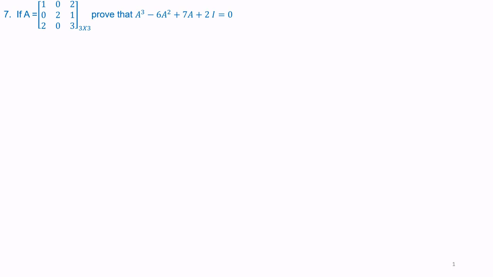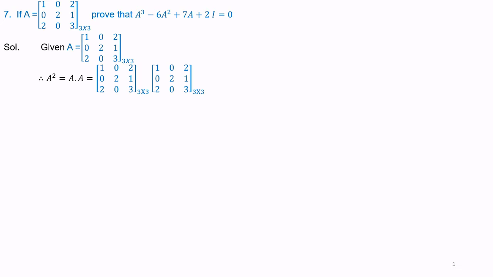Problem number 7. If A is equal to [1 0 2; 0 2 1; 2 0 3] within square brackets, prove that A cube minus 6A square plus 7A plus 2I equals 0. Given A is equal to [1 0 2; 0 2 1; 2 0 3] as it is. So we have to find A cube. So we will multiply and first find out A square.